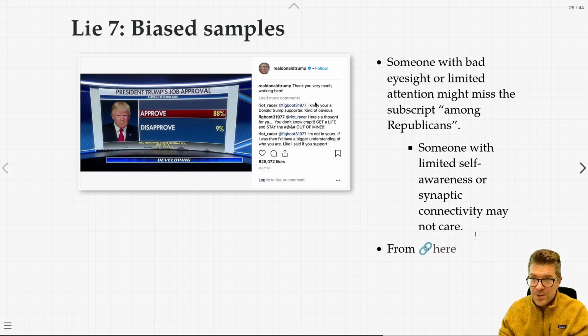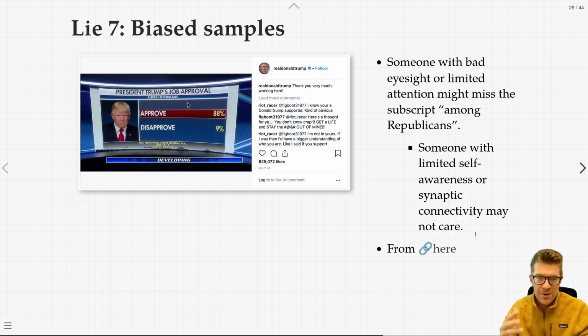Biased samples. Again, this is having to do with sample size. Here, this graph says President Trump's job approval is 88%, which sounds amazing. This is from his first term. So someone with bad eyesight or limited attention might not be able to see that this is among Republicans here. So technically this is true. There are no outright lies going on, but this is only zoomed in to people who are Republicans.